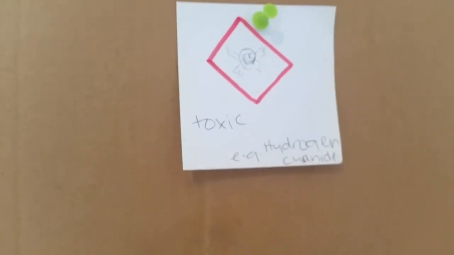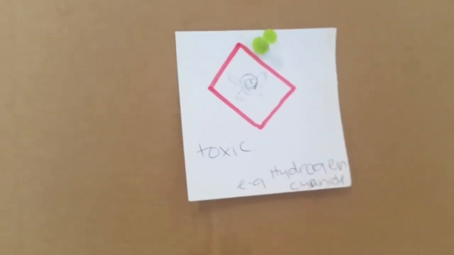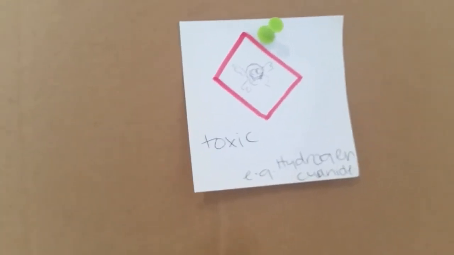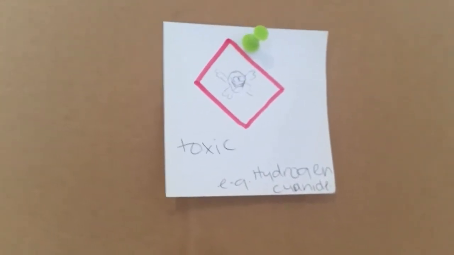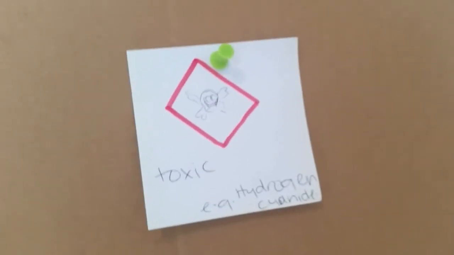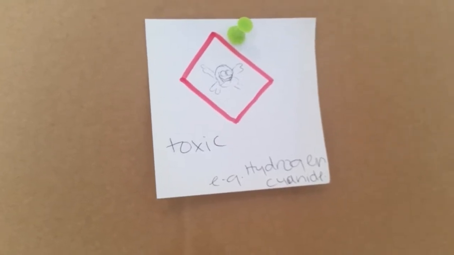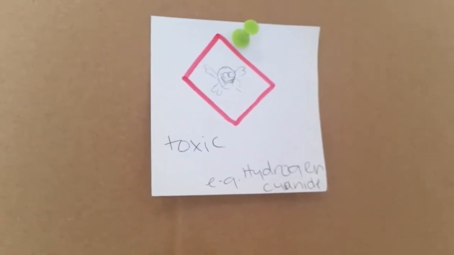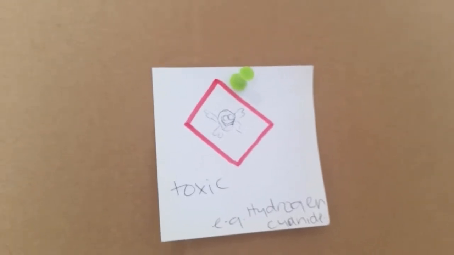Now, this is the last symbol. It is the most dangerous, and I'm sure all of you would know what the symbol means. It means death, and the symbol is toxic. Toxic basically means that it can cause death. It does cause death if you swallow it, if you breathe it in, or even if it absorbs through your skin. Toxic substances, you won't usually find them inside your lab, but this is the sign that you do need to know in case you ever handle a toxic substance. An example of a toxic substance is hydrogen cyanide, and they're extremely dangerous. You should stay far, far away from these substances.